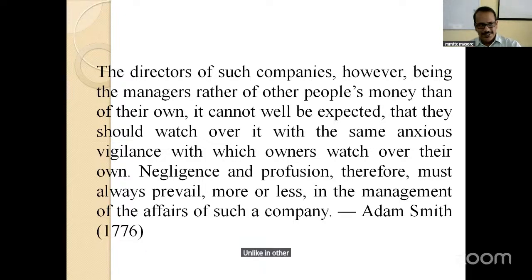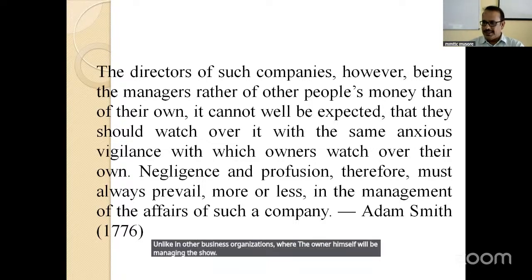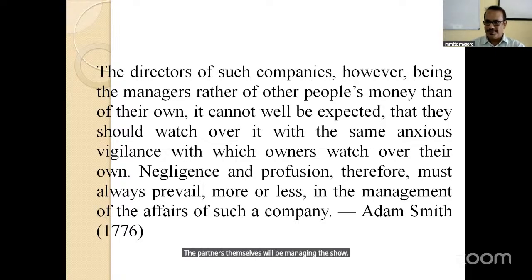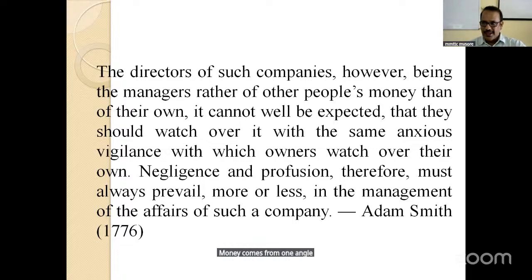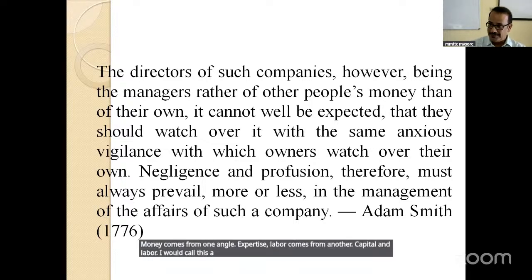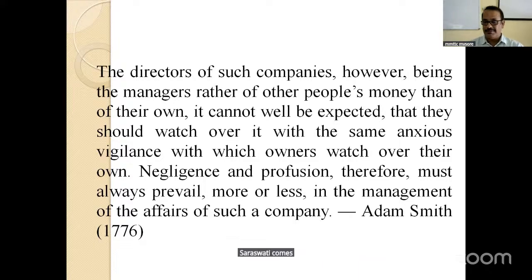Unlike in other business organizations, where the owner himself will be managing the show, the partners themselves will be managing the show, in a corporation it is not so. Money comes from one angle. Expertise, labor comes from another angle. Capital and labor. I would call it Lakshmi comes from one angle, Saraswati comes from another angle. They're integrated together. Is that a good form of business organization? Yes. Why? Because people who have money do not have the brains, and people who have the brains do not have the money. Try to bring both together.